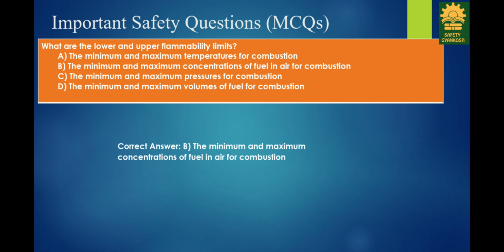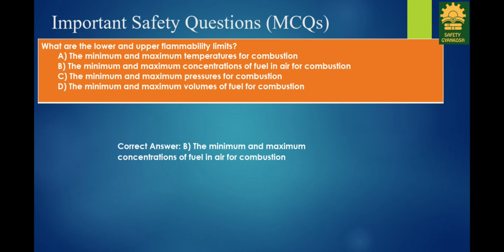If the ratio of fuel and air is below 4, it means our mixture is a lean mixture. The fuel is less, so it will not ignite. But similarly, if the ratio is above 74 for hydrogen, it means that our mixture is a rich mixture. There is a lot of fuel but less oxygen, so ignition will not take place.